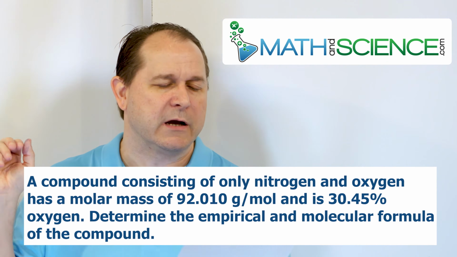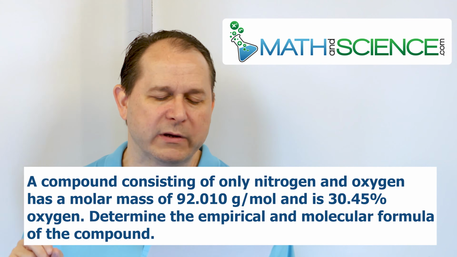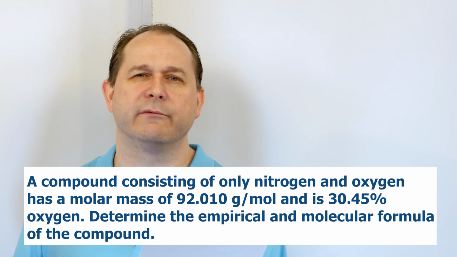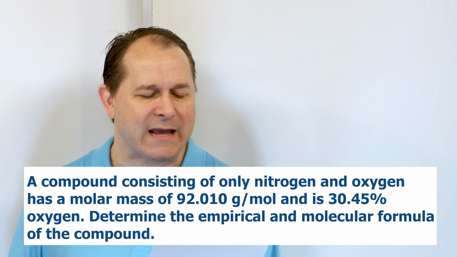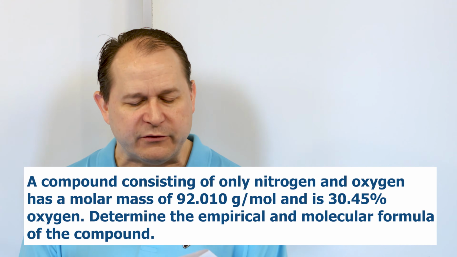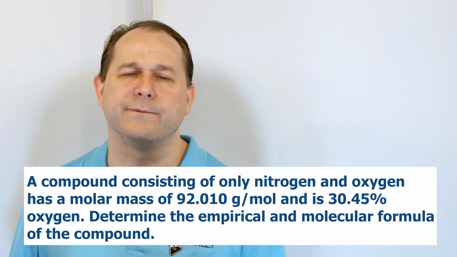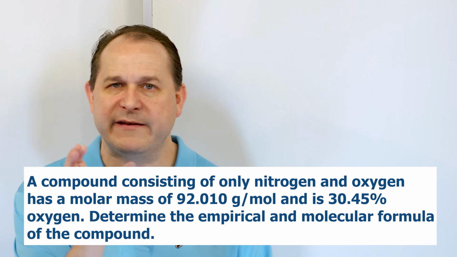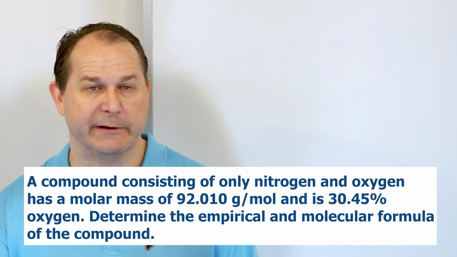Here we go. A compound that consists only of nitrogen and oxygen has a molar mass of 92.010 grams per mole and consists of 30.45% nitrogen. Determine the empirical and molecular formula of the compound. Very simple question. What is the empirical formula? What is the molecular formula?